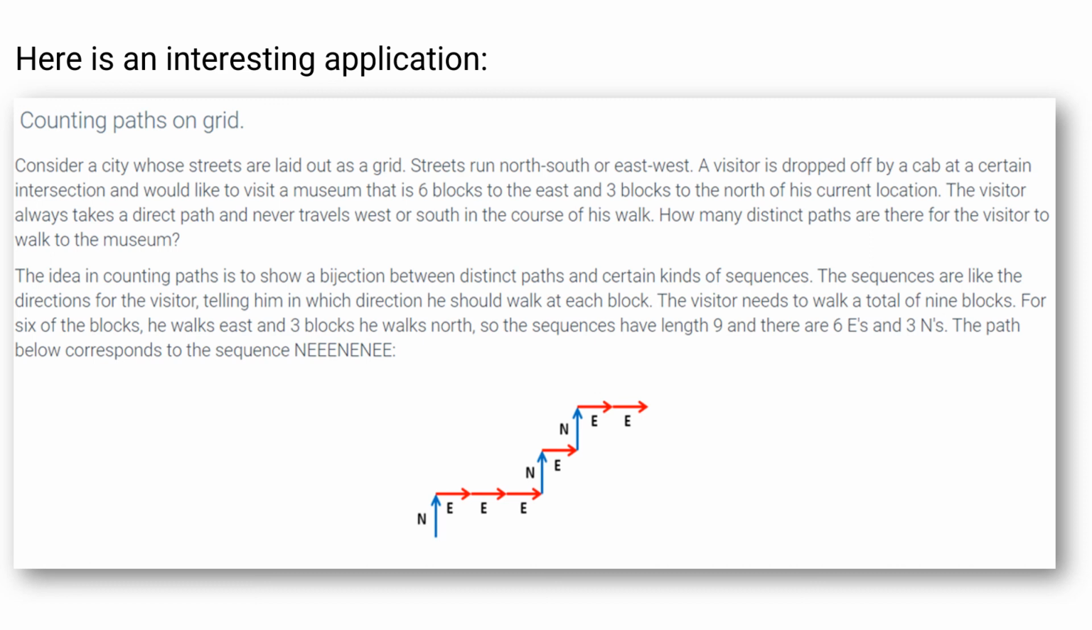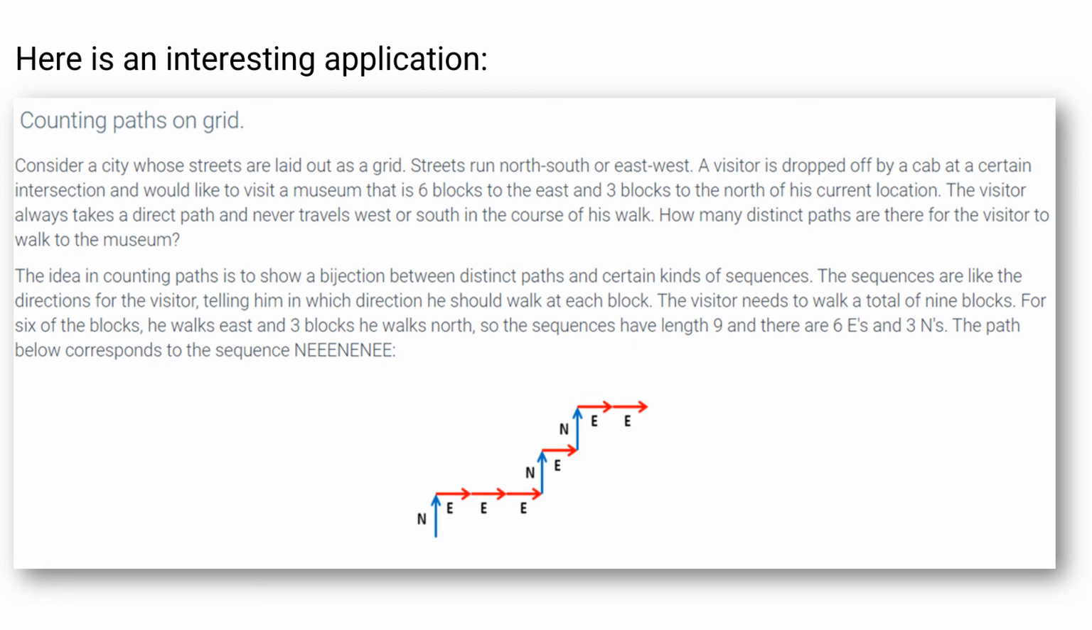The visitor always takes a direct path and never travels west or south in the course of his walk, meaning he's not going to go too far north and then have to retrace his steps or come back down south. It's going to be a direct way, even though there's several ways he can go about it. But he's not going to go out of his way to visit something way up north. That's what that's saying. Okay, then how many distinct paths are there for the visitor to walk to the museum?